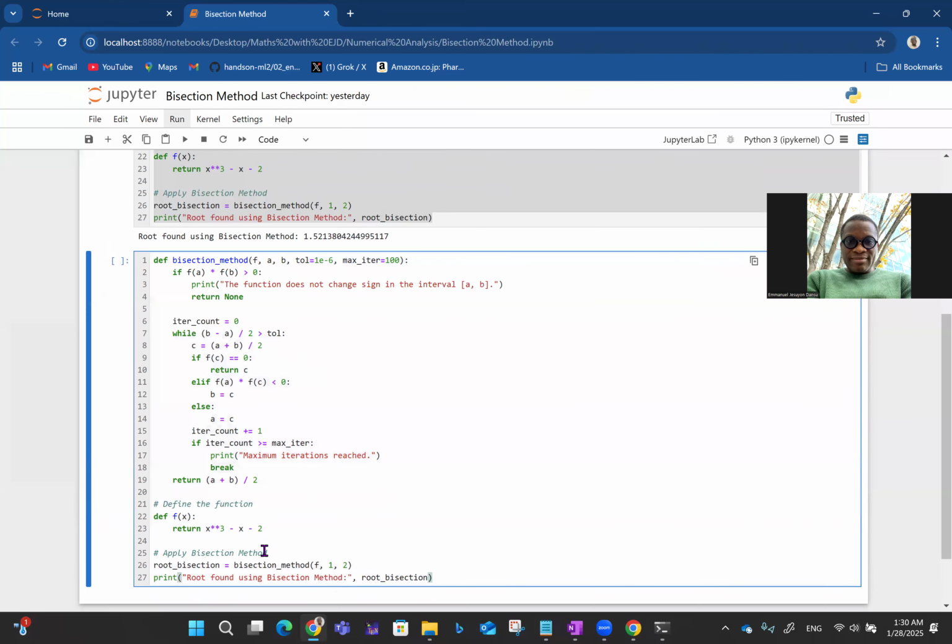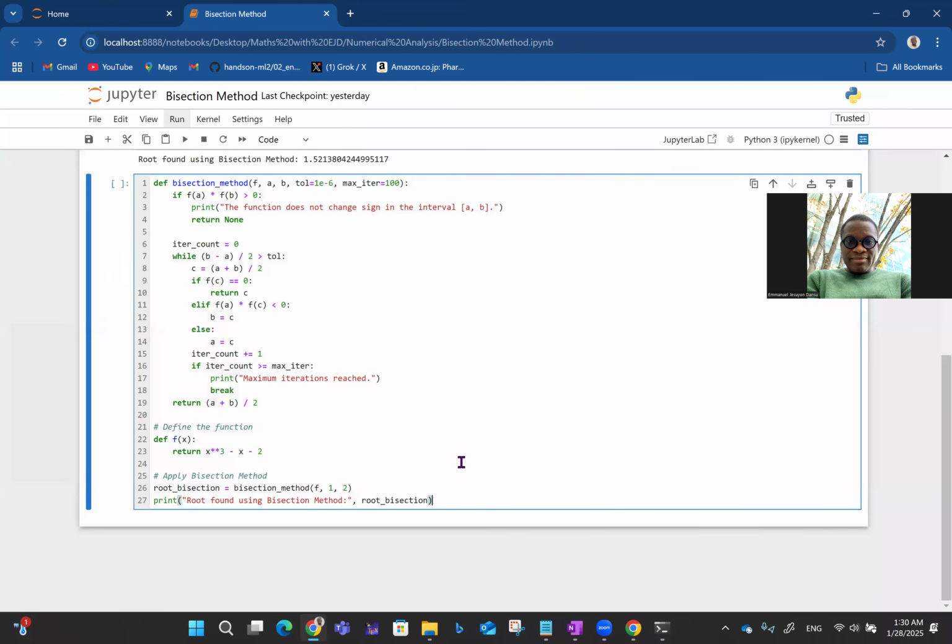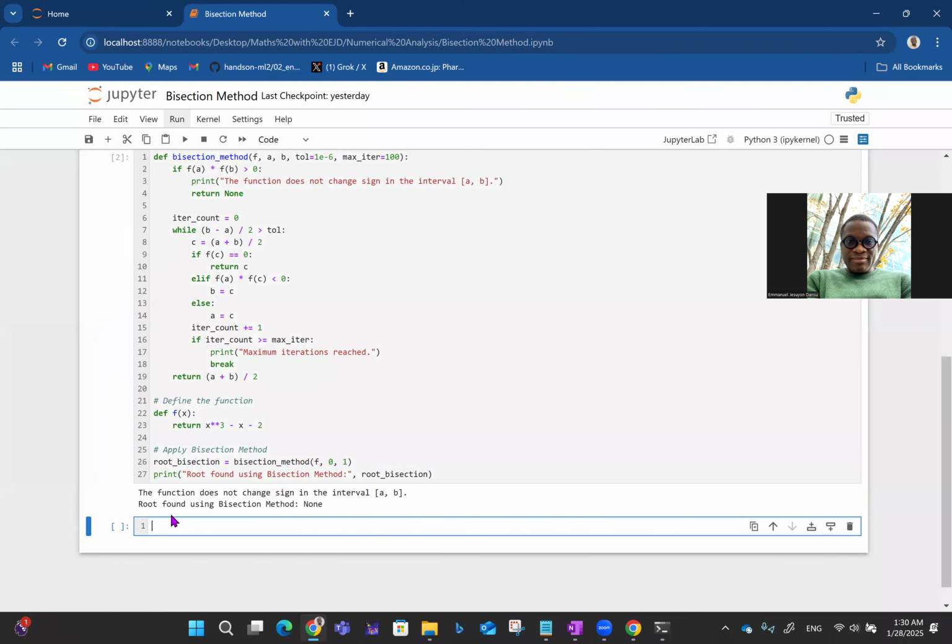Just like I did the other time, you discover that there was no solution between 0 and 1. So what I'm going to do here is change the interval to 0, 1, to tell us that there's no solution in that interval. So it is going to output line 3: the function does not change sign in the interval. If you run that, it tells you the function does not change sign in the interval. So root found using bisection is no root. That means there's no root between 0 and 1.